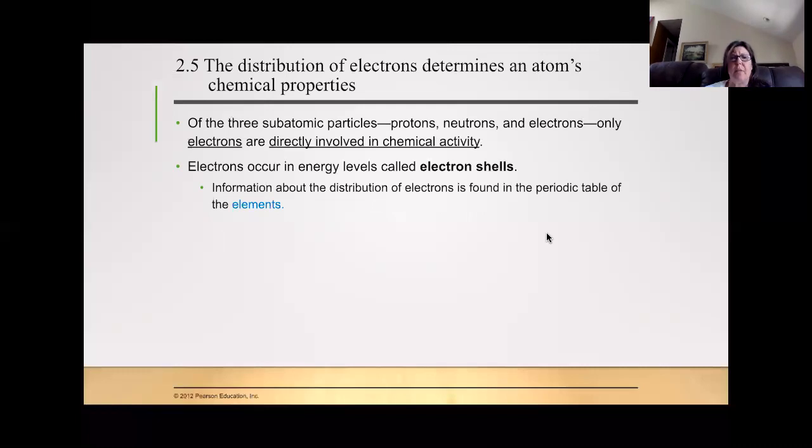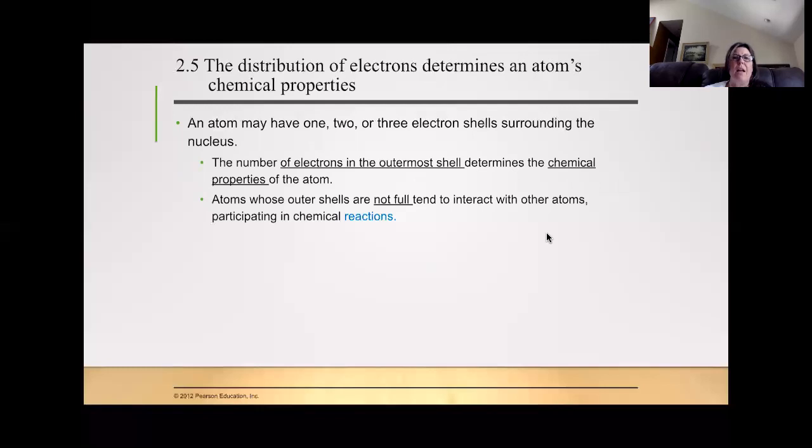So, of the three subatomic particles, protons, neutrons, and electrons, only electrons are directly involved in chemical activity. So, we're going to be looking at the electrons here. Now, electrons occur in energy levels called electron shells. When we talk about this, we're going to be talking about how we organize the periodic table with this information. Atoms may have one, two, or three electron shells surrounding the nucleus. The number of electrons in the outermost shell determines the chemical properties of an atom.